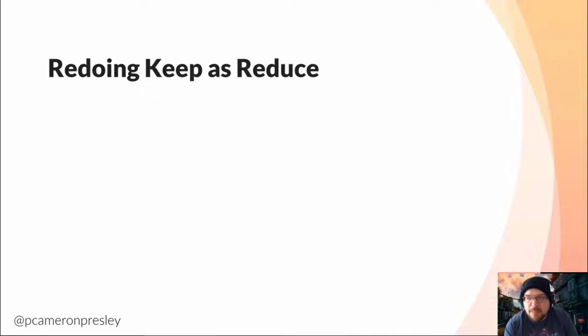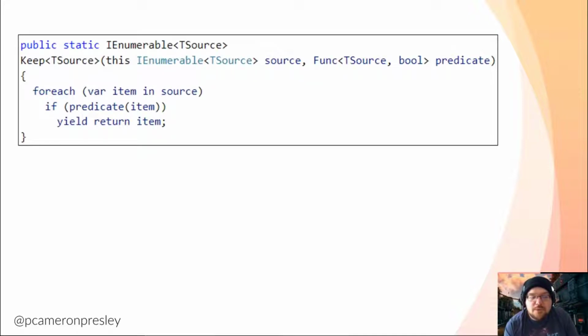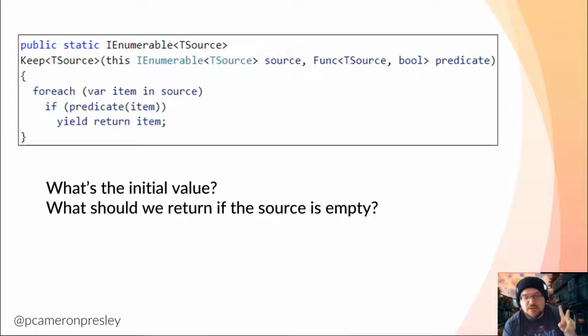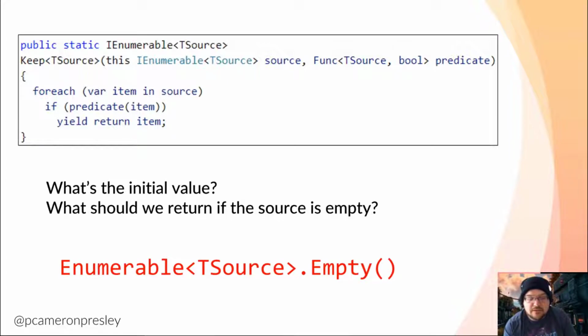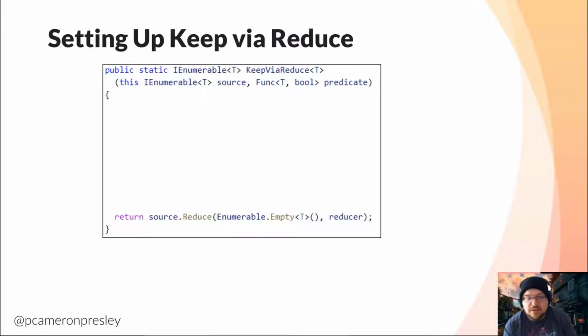Let's talk about keep. So remember, this is what keep source code looked like originally. So we've got the same two questions. What's the initial value? And then how do we write the reducer? For our initial value, it's really the same question we had before. What do we return if we were running on an empty source? And in this case, we're going to use empty again. So we know what our initial value is.